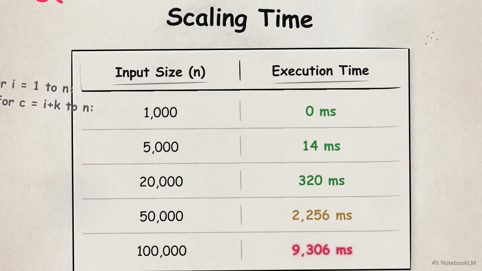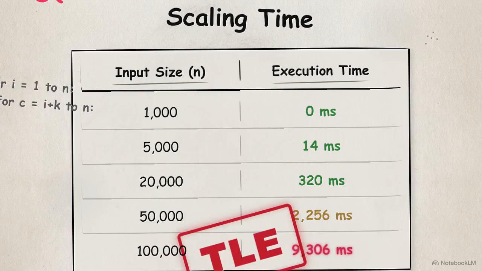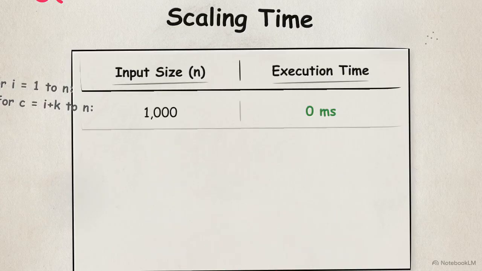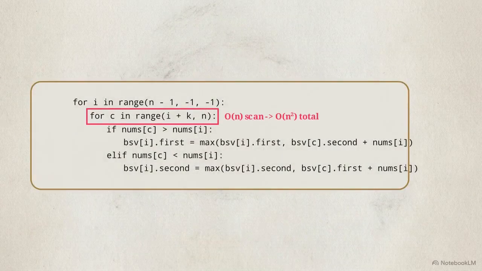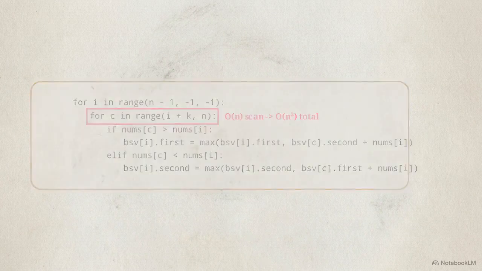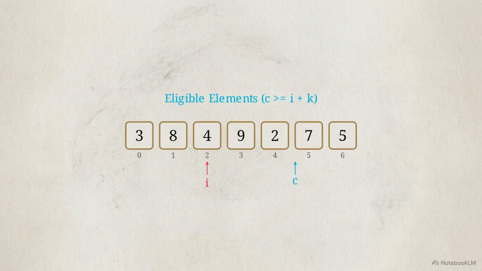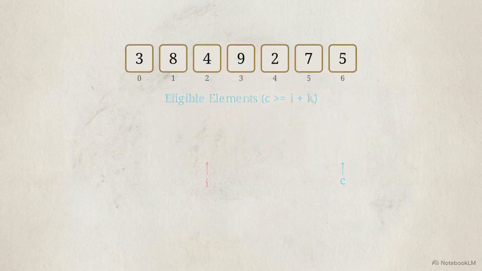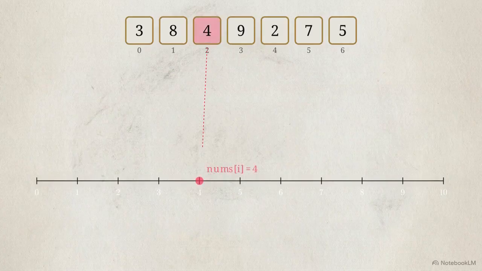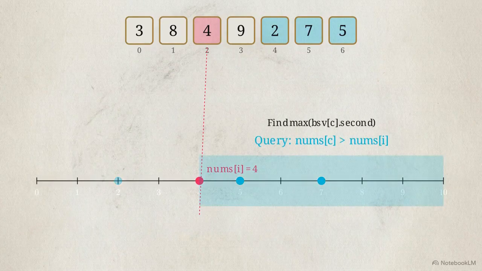This scaling table identifies the failure point. At 100,000 elements, the calculation time leaps to 9.3 seconds. The system hits the time limit and halts. The bottleneck is the nested inner loop. For every single index I, the algorithm performs a linear scan across every eligible future element C to check our constraints. We can translate the first conditional branch of that loop into a mathematical query.